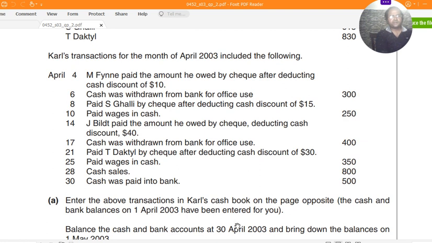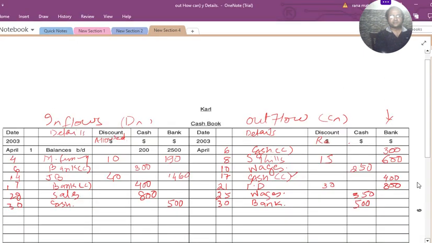Bank balances and cash balances are also given. So now we have to calculate the closing balances. How will you find them? To calculate, total both the debit and credit sides and find out which side is bigger, and according to that you write down. So here we write the cash side. The debit side of cash is 1700.